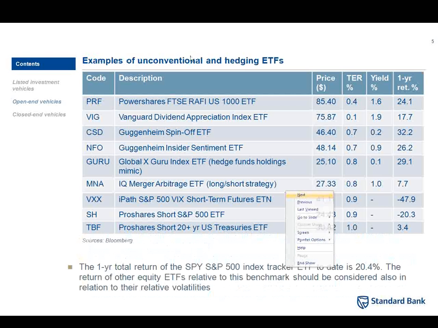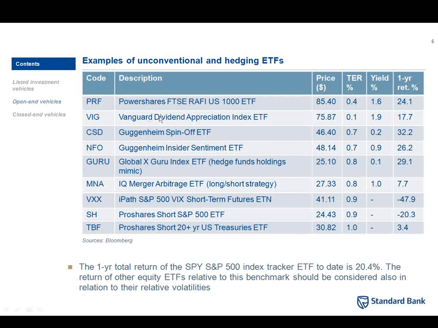Here's an example of some of these more unconventional ETFs. So okay, the RAFI, you can see that 1-year total return 24%, quite similar to what I mentioned down at the bottom. So your benchmark there is the SPY, which is the very huge and popular S&P 500 index tracker. So yeah, 1 year to date, the return of that has been just over 20%. So the RAFI's done a little bit better than that.